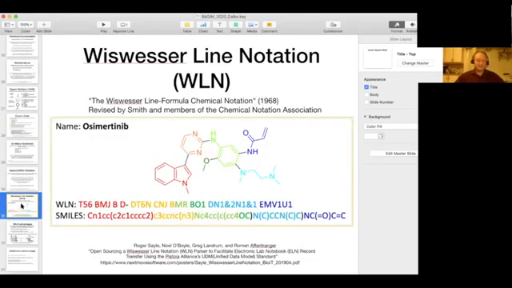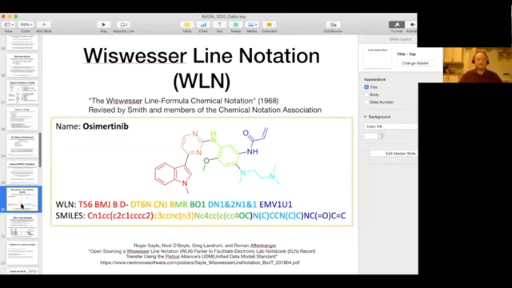There are beautiful pictures that I got from Roger Sayle, Noel O'Boyle, Greg Landrum, and Roman Affentranger, who developed Open Babel, which supports a subset of WLN as input. Sure, why not? And then there are really gorgeous pictures where you can see the mapping between what WLN looks like and what SMILES looks like. It starts off with T56, the 5-6 ring on the bottom left, and builds up afterwards.